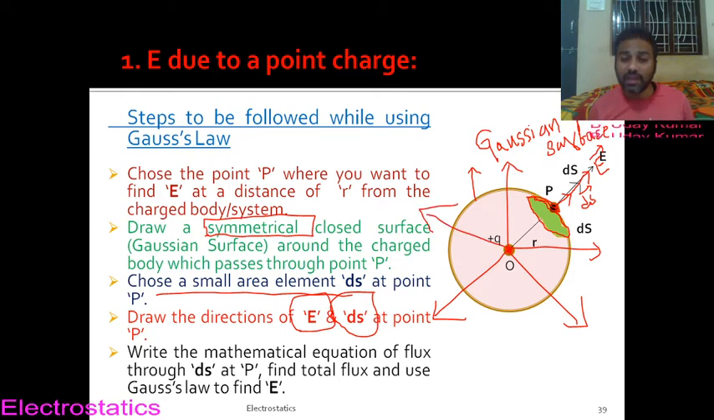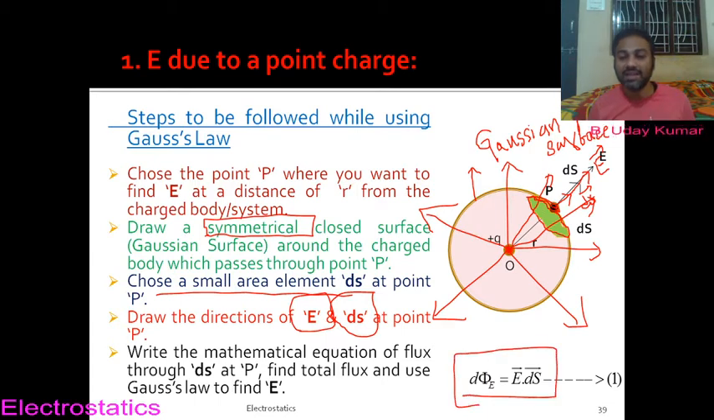Now this is ds that we have chosen. Even through ds some flux will be coming out. Is that clear? Some flux. That flux we write as E dot ds. So E dot ds is the flux that is coming out of this area element. That means some lines of forces will be coming out of ds also. That number of lines of forces we call E dot ds. So this is the flux that is coming out of the ds element.